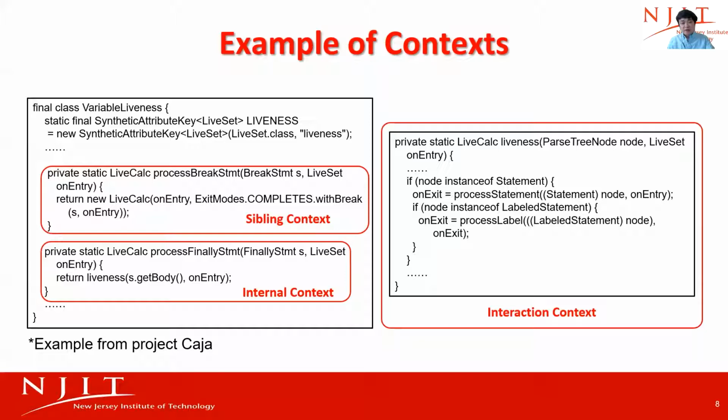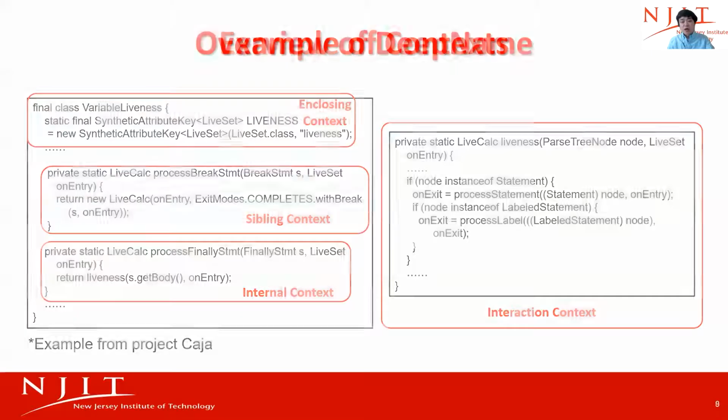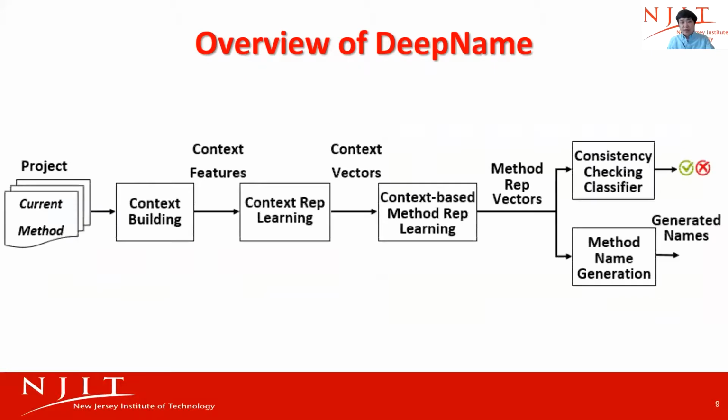The last type of context is about the class. We collect the class name and the variables defined in the class. We collect all this information together as the enclosing context. By having all four contexts together, we can do the context building and the context representation learning. Then the next step is that we put the learned context vectors into the context-based method representation learning model. By passing through this model, we get the method representation vector.